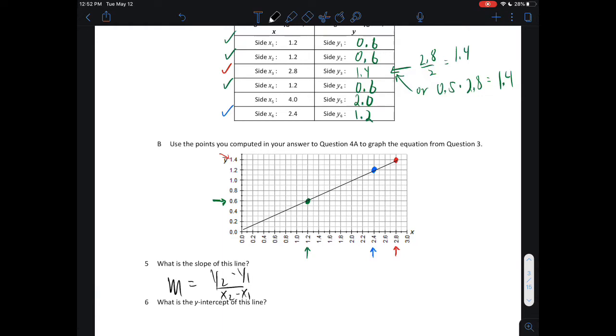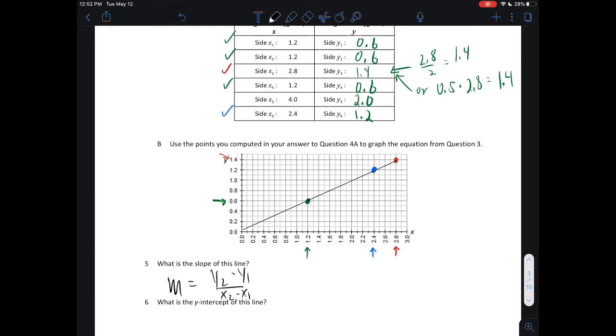Now if I did this, notice that x1 and x2 are the same number. So what is x2 minus x1? If it's 1.2 minus 1.2, that's 0. And if I do the same thing with y2 and y1, that's 0. So that actually doesn't help me.